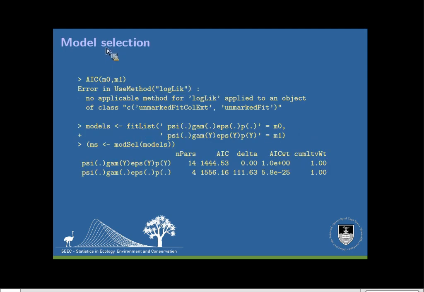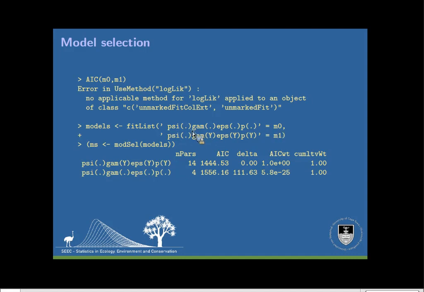But what we want to do now is to know which of these two models fits better to the data, or which model is a better model in terms of explaining the structure in the data. You might be tempted to use the AIC function, like with linear models or GLMs. It turns out that this doesn't work, because there's no method for logLik to extract the log likelihood from an unmarked fit.